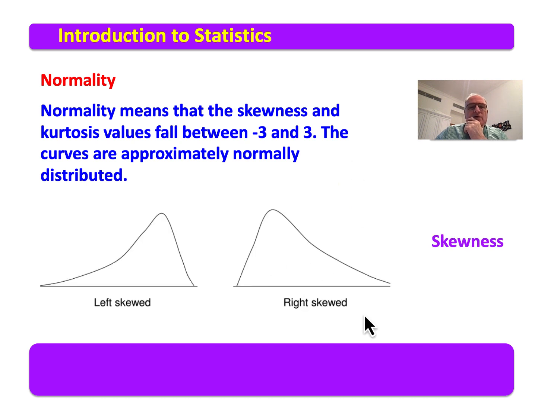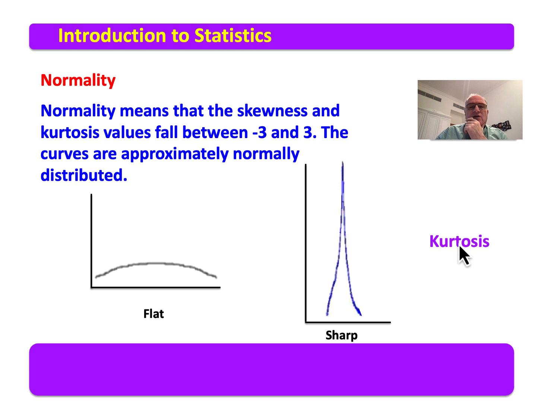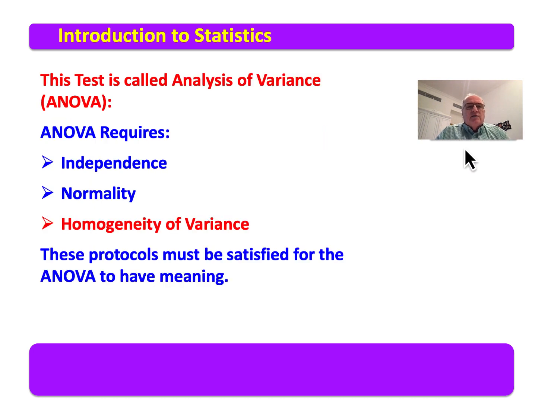So when we talk normality, we look at skewness with a value between -3 and 3, and we look at kurtosis with a value between -3 and 3. Now, the test also requires homogeneity of variance. Independence means one does not control the other. Normality means that our skewness and kurtosis is under control and that our populations are approximately normally distributed.